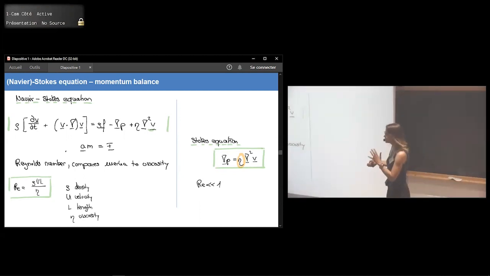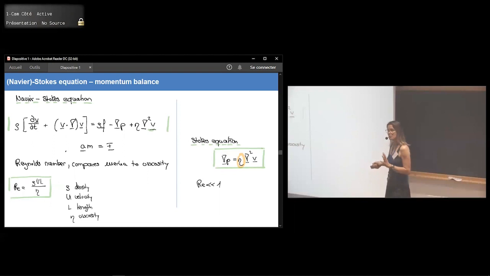So if we just use density, velocity, length and viscosity, you can see that the inertia part is proportional to density, velocity, a spatial derivative and velocity again, so rho v squared divided by L. And on the other side, the dissipation part is the viscosity, velocity, and a spatial derivative to the power 2, so divided by L squared. So if you put that together, you end up with the famous Reynolds number.